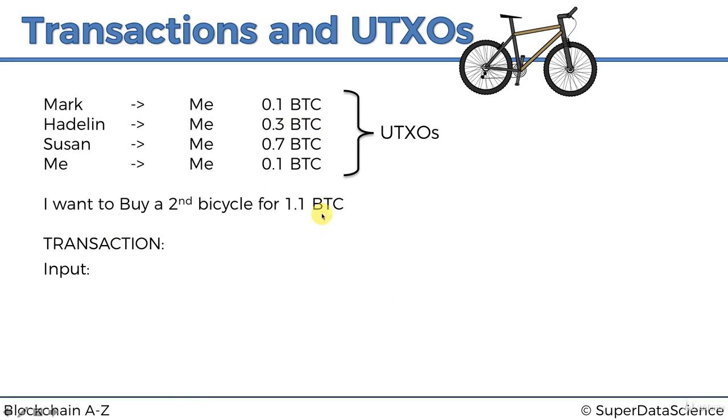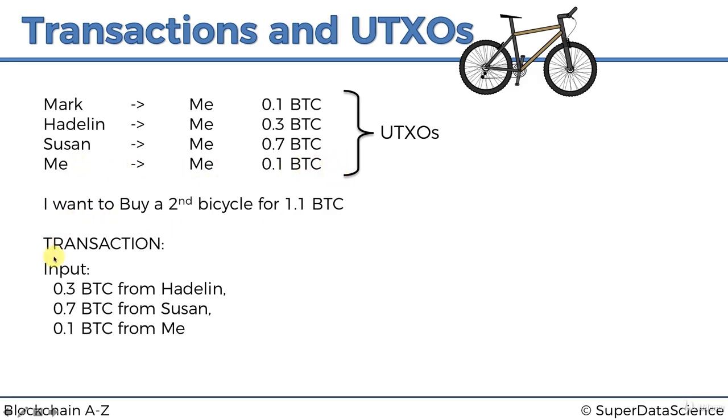Who's going to feed it? Well, we need to build quite a large amount. So we're going to take the UTXO from this transaction, the 0.3 BTC I got from Adlan. It'll feed into the one we're building. The 0.7 BTC from Susan will feed into the transaction we're building. And the 0.1 BTC that I sent to myself will also feed into this transaction. So we've got three inputs.